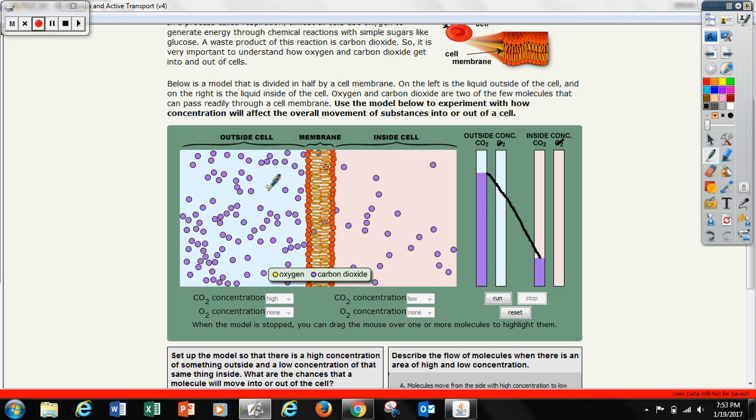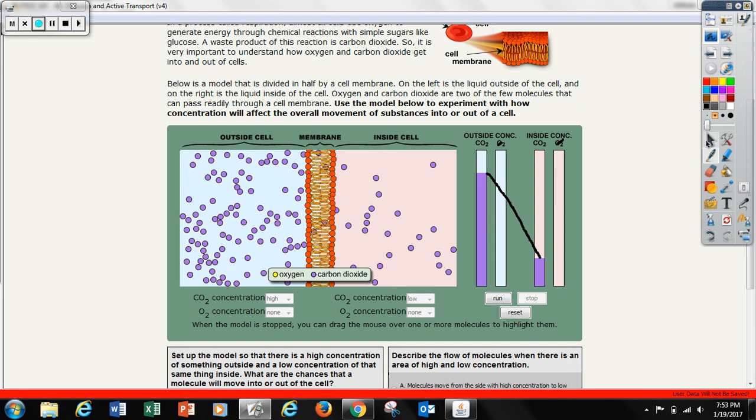The particles are moving randomly, and they'll only stop moving in one direction when they hit something else. Which means you're going to have some particles moving this way through the membrane and some particles moving this way through the membrane. But just the fact that there are more particles outside the cell means there are more opportunities for them to bump into things, which means there's a greater chance they're going to move through the membrane inside the cell, which is why you end up with the net flow being in towards the cell, because we're going from high concentration to low concentration.